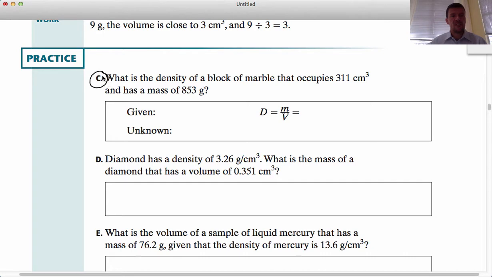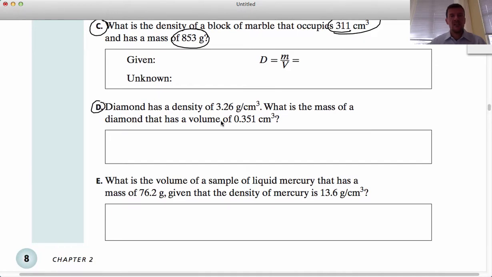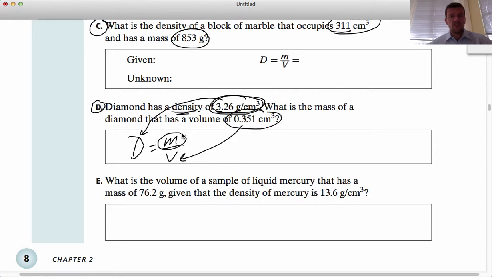Okay, try practice C. You'll notice you are given volume, mass. Try D. This time you're given the density and you're given a volume. So realize here that this time you're given the density. In our formula, D equals M over V, you're given the density and you're given the volume, and you need to solve for mass. It says, what is the mass? So if I was to rearrange this formula, if I multiply both sides by volume, notice volume will cancel here, and I'll have mass is equal to density times volume.